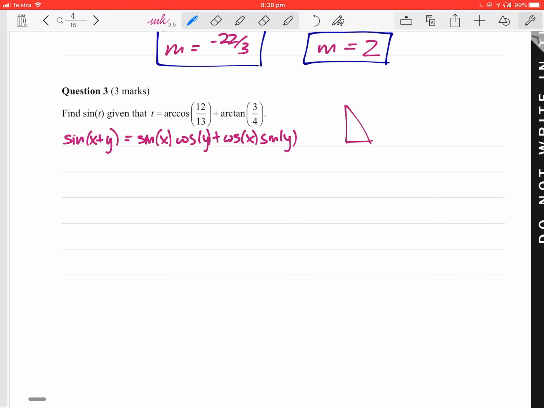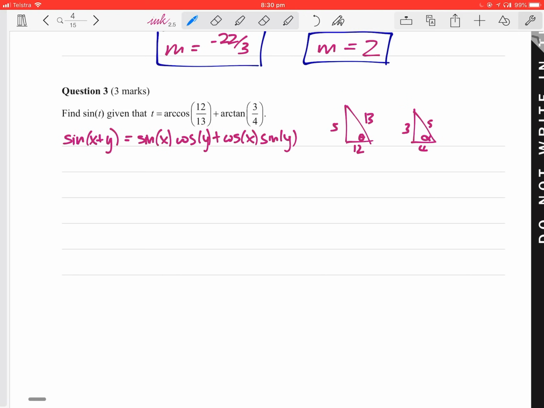So in this case here, we've got two triangles. Let's say that's theta. I know cos of theta is 12 on 13, so 12 on 13. 169 minus 12 squared, that's going to be 5. And the other one is a 3, 4, 5, and tan is 3 on 4. We'll call that alpha.